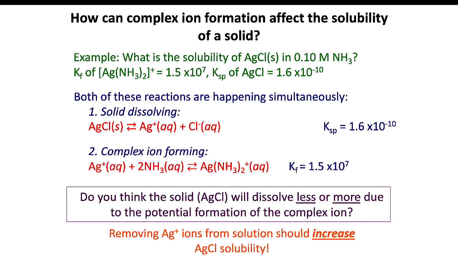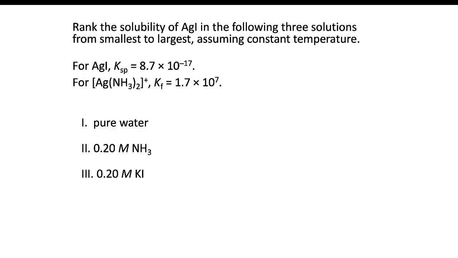Note that the formation of the complex ion is actually drawing silver plus out of solution, and if we draw silver plus out of solution, then the first reaction is going to want to shift to the right, which represents more solid dissolving. All right, as a bit of a concept checking question, go ahead and pause the video here and try this one.